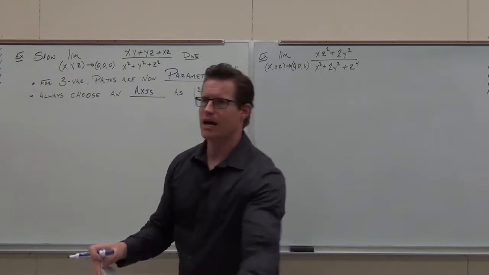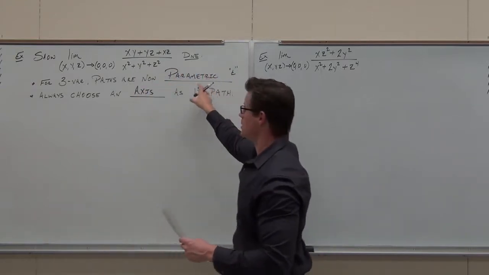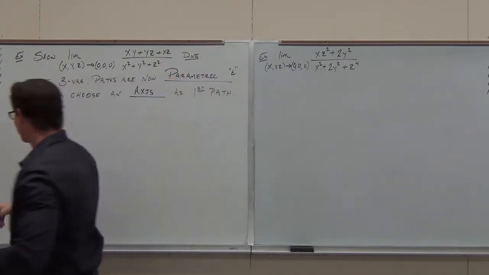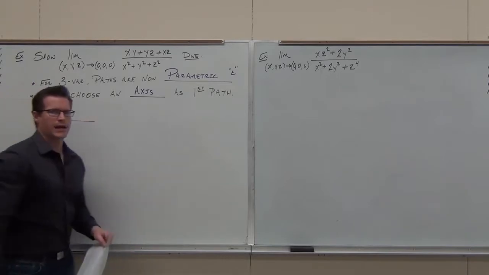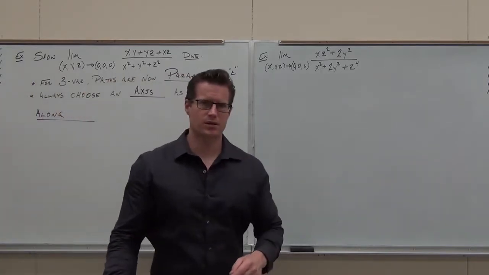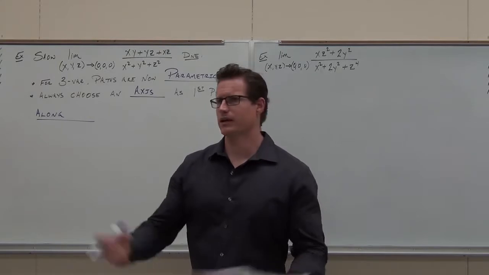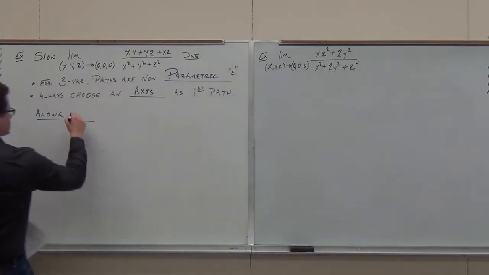So I want to show you how to choose an axis, then we'll talk about how parametrics play a part in this, because otherwise it looks really confusing. So let's start this. The first thing I want you to do is go along an axis. What axis do you want to go along? X. Love it. Let's go along X.